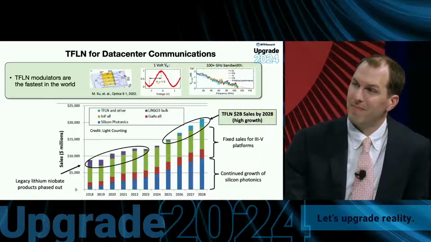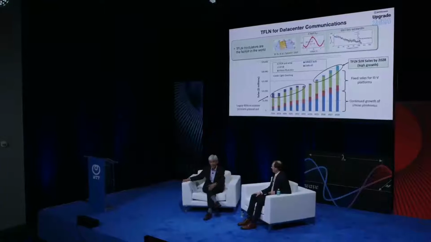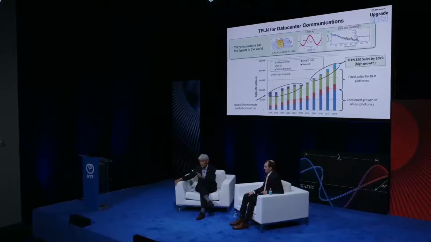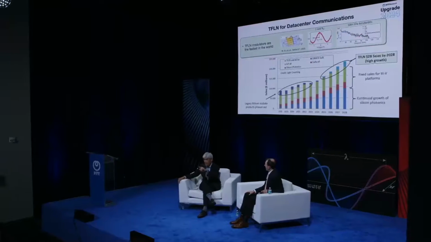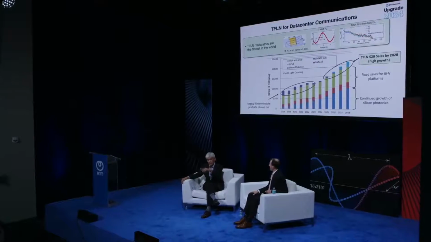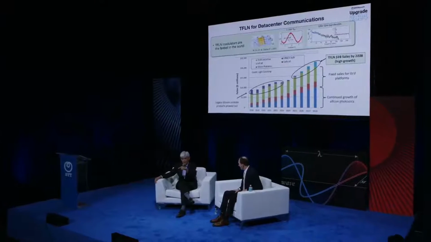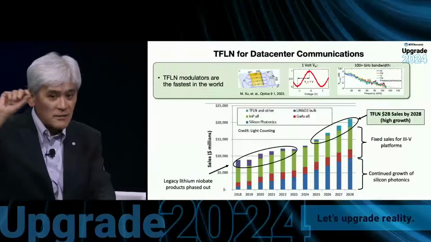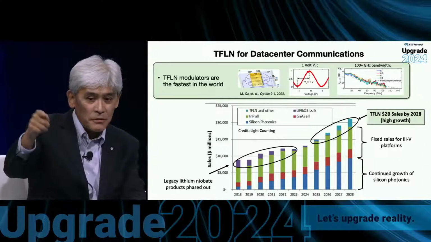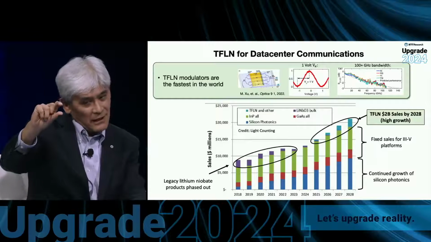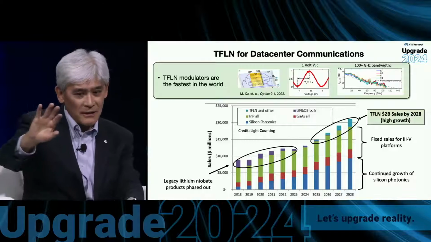And the chart you are showing here is, I think, made by some market research firm, and they're saying that thin film lithium niobate starts showing up in the market in 2025, and that's growing very rapidly, as you can see. That's, by the way, the blue areas in the chart.